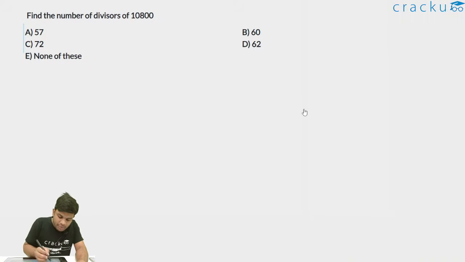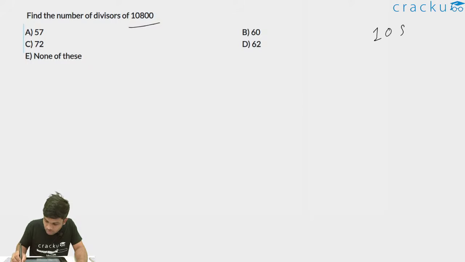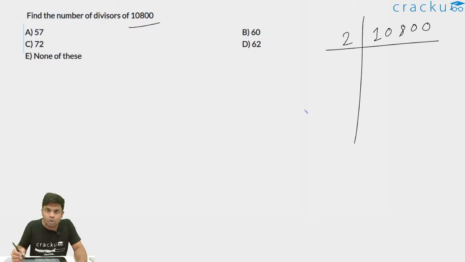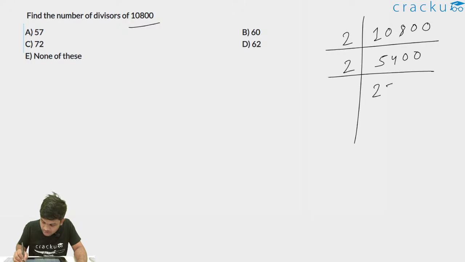So in this question, we have to find the number of divisors of 10,800. First of all, we will do the prime factorization of 10,800. We will start with 2, so it will be 5400. Again with 2, so it is 2700. Now we will use 3 because it is exact.